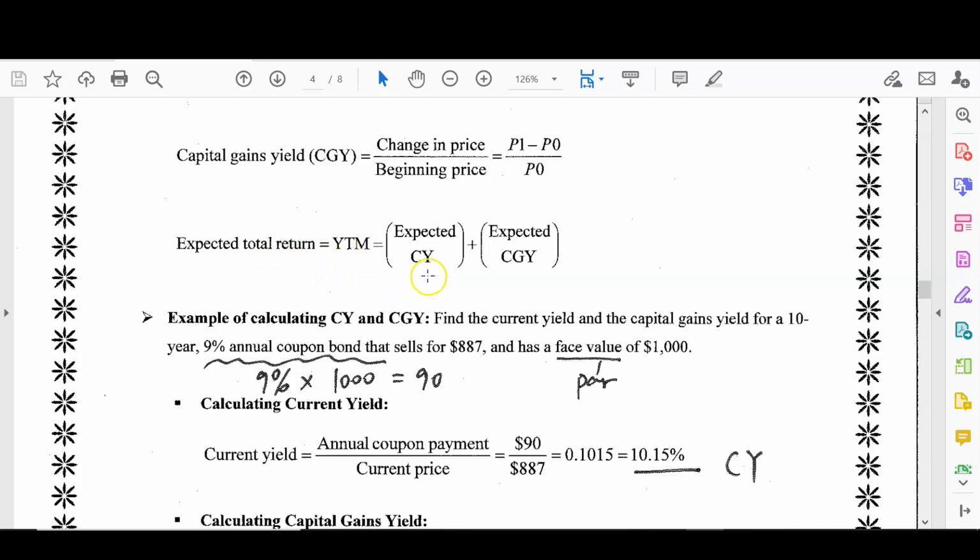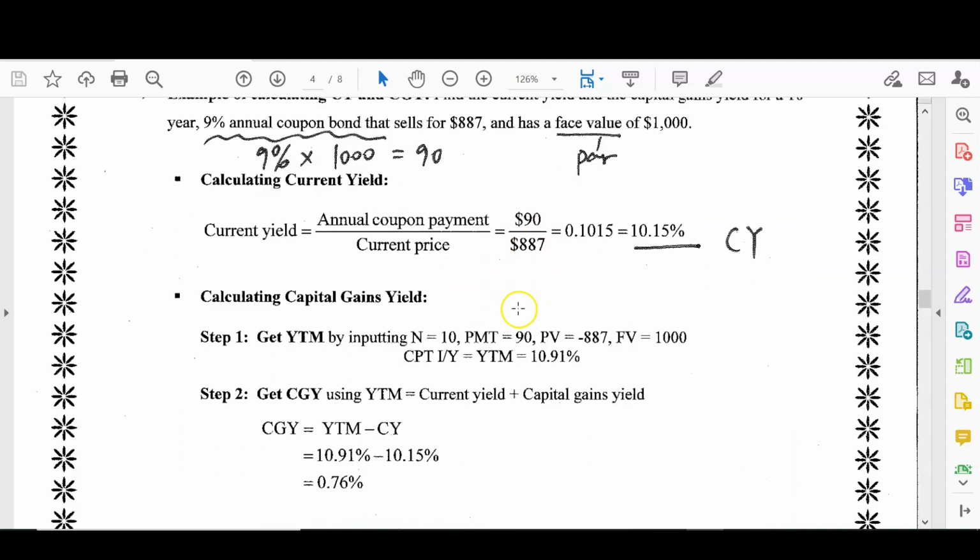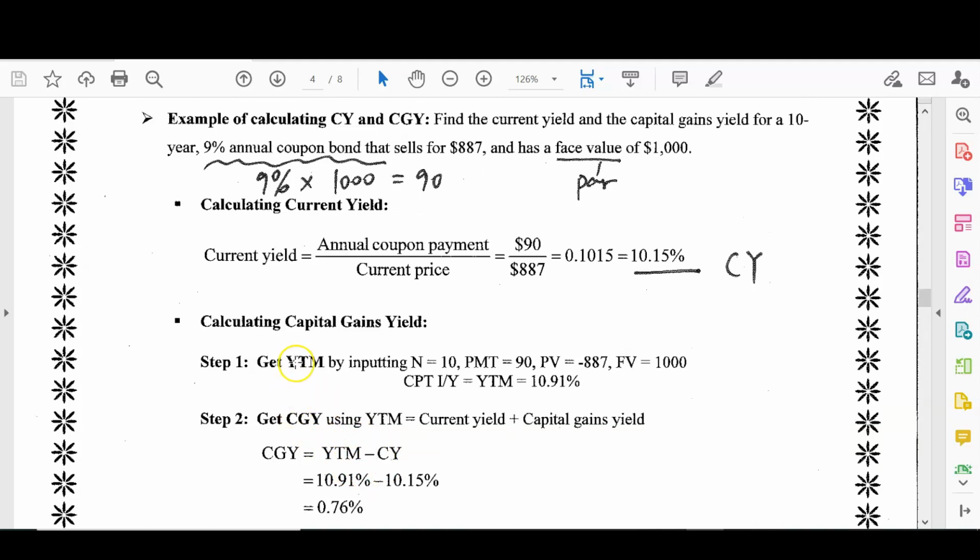Okay, because we already solved for current yield, and we know that current yield plus capital gains yield is yield to maturity, we can just use yield to maturity minus current yield, so we have capital gains yield. Okay, so the first step here is to get yield to maturity. The second step here is to get capital gains yield using yield to maturity minus current yield.